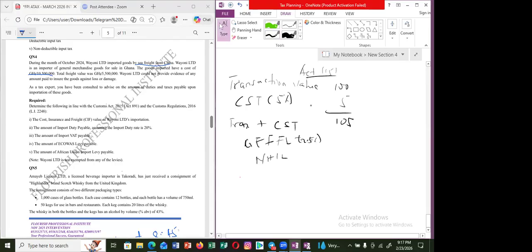So, like I was saying, NHIL would be computed here, and everything would be, and then okay, there's no COVID under the new system, so this is how it would have worked. But then under the old system, I hope you are following.